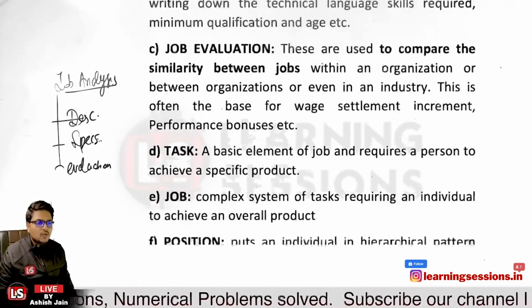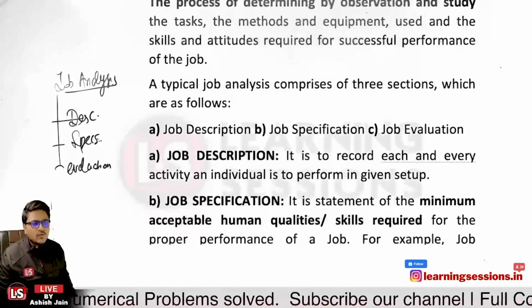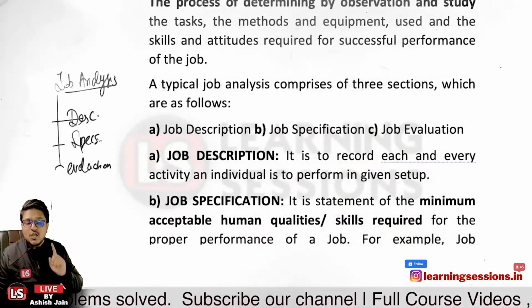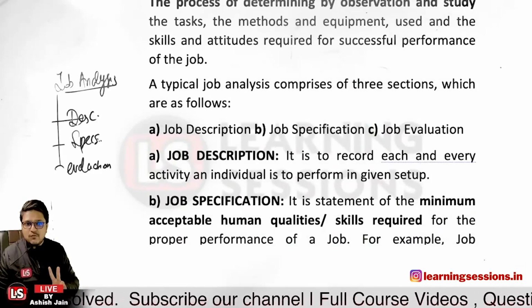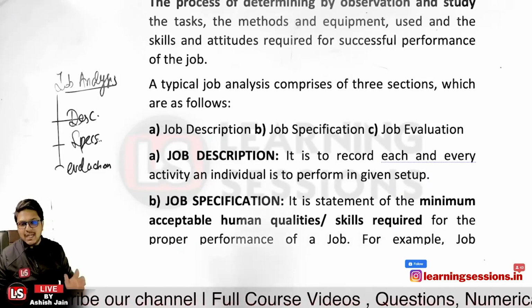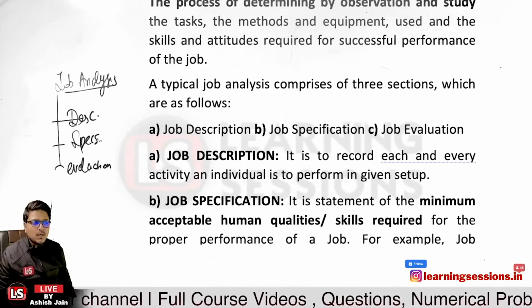And from the theoretical point of view, I just cleared up that job analysis comprises 3 sections. What are those 3 sections? Job description, job specification, job evaluation. Other than that, what definitions did we read? They were related to task, job, and position.